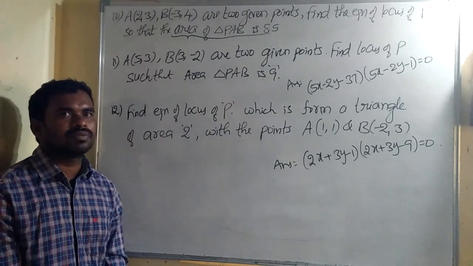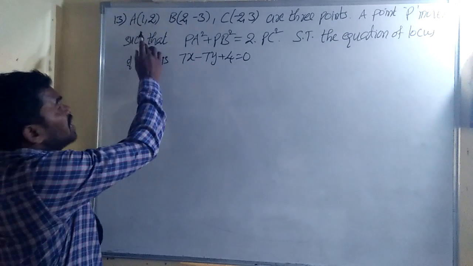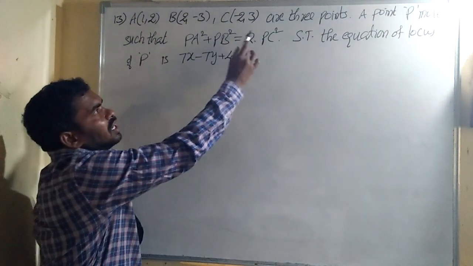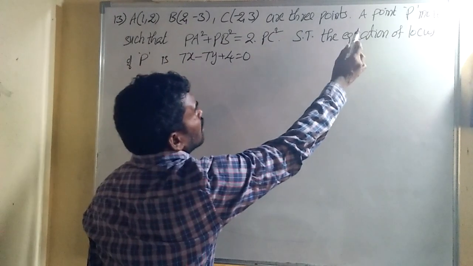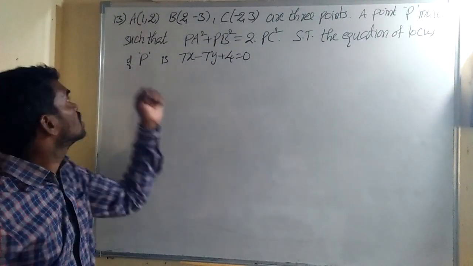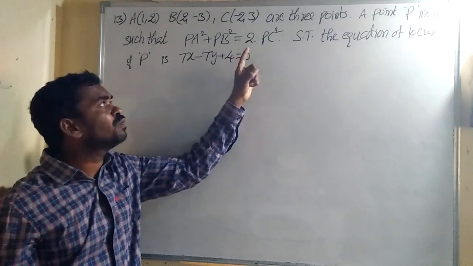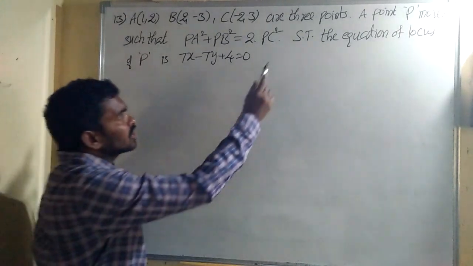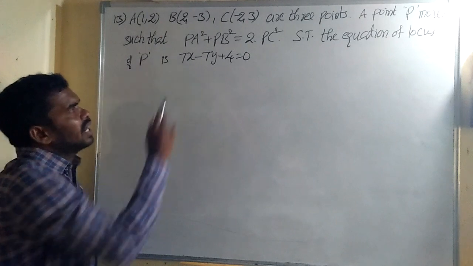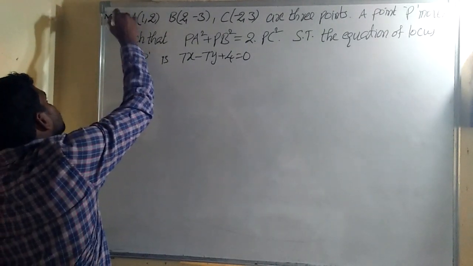Let us see other problem. Okay, next 13th question. If A (1, 2), B (2, -3), C (-2, 3) are 3 points and a point P moves such that PA square plus PB square is equal to 2 PC square, then show that the equation of the locus of P is 7x - 7y + 4 = 0. Okay, this is an important question.